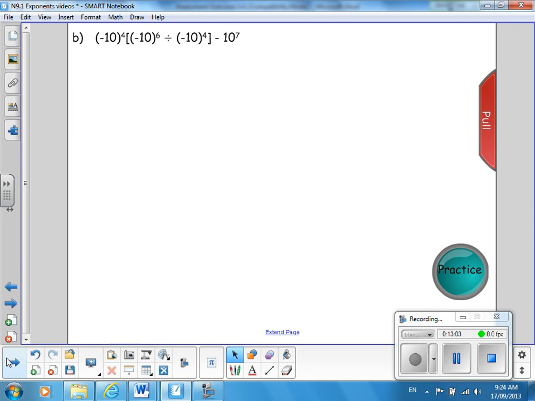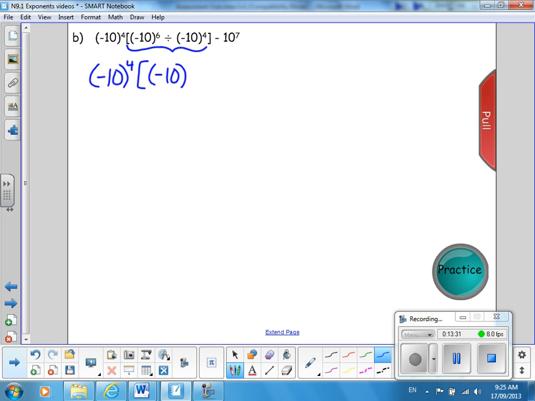Last one. So there's a whole bunch of brackets here, lots of the same bases where you have some multiplication, some division, some subtraction. So let's start with the brackets, because we want to simplify before we evaluate. So inside those brackets there, I am dividing same bases. So I am dividing negative 10. I can subtract the exponent. 6 subtract 4 is 2.